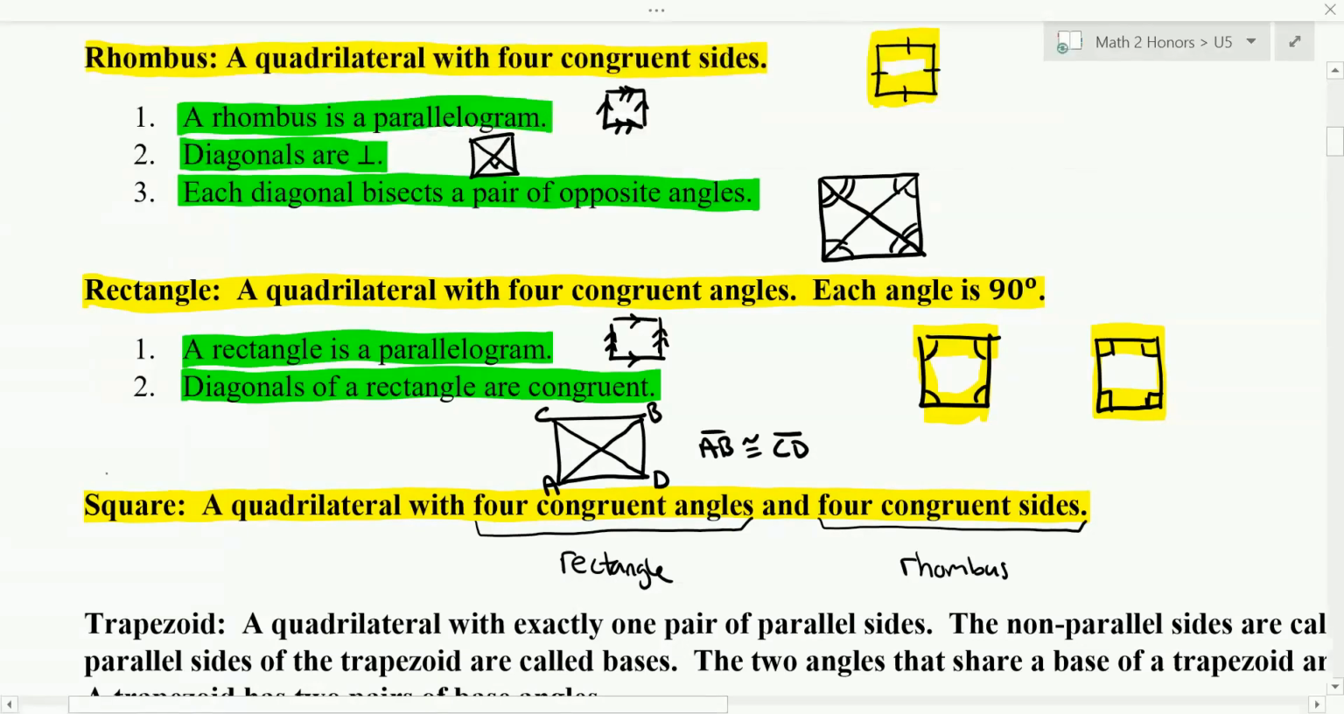Another name for a square is a regular quadrilateral. That word regular means all the sides are the same and all the angles are the same. There's only one kind of regular quadrilateral. If I said a regular triangle, what would it be? The equilateral triangle, because all the sides are the same and all the angles are the same. So that word regular means all angles and all sides are the same.